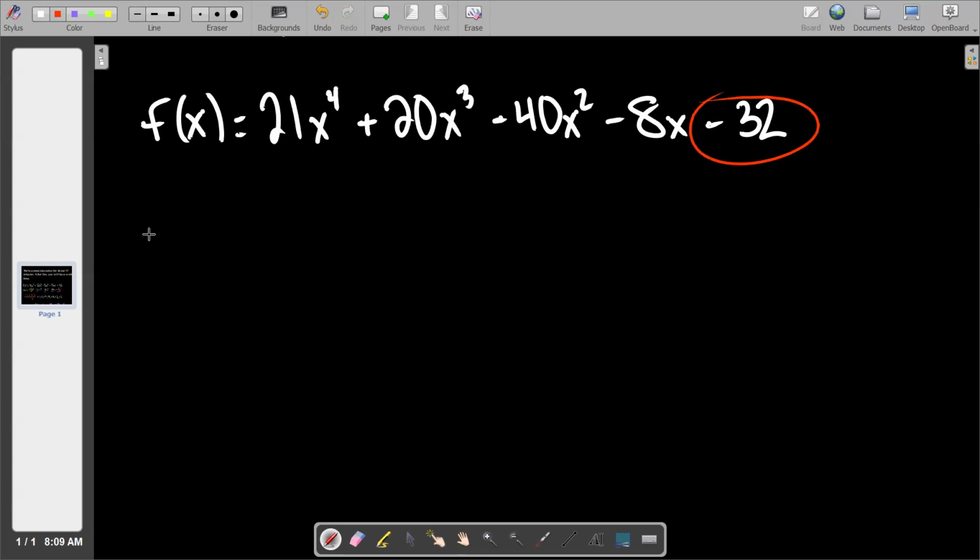So what are the factors of 32? Okay, good. Yep, I agree. One, two, four. Because 32 is a power of two, its factors are kind of interesting. Feels like it ought to have more than six, but it's just got those. And then on the front end, what are the factors of 21?